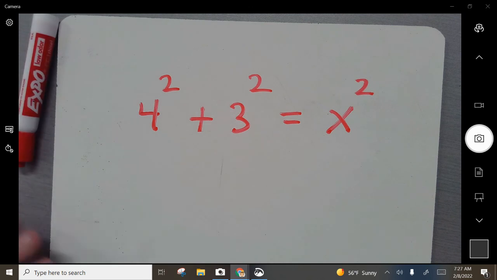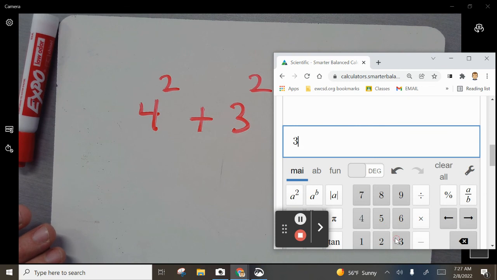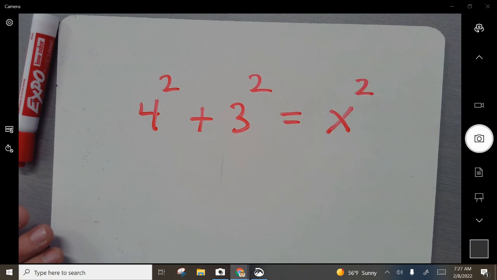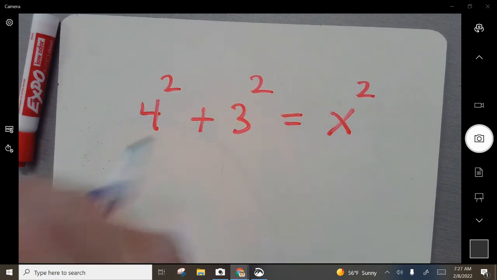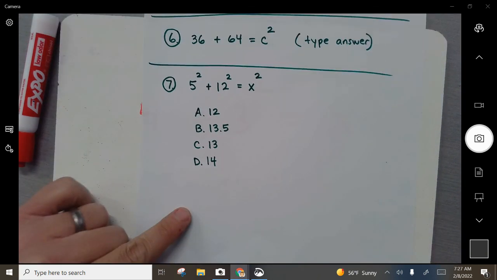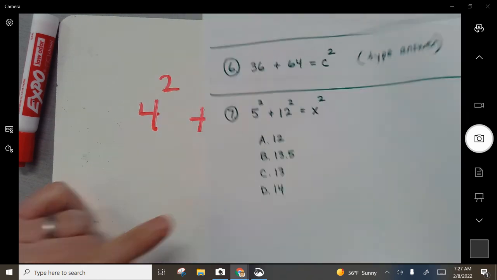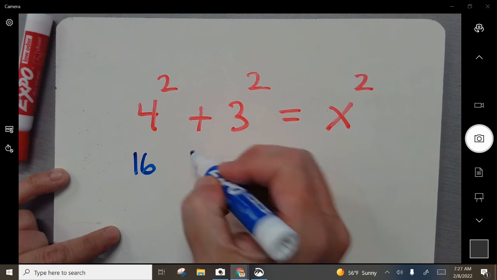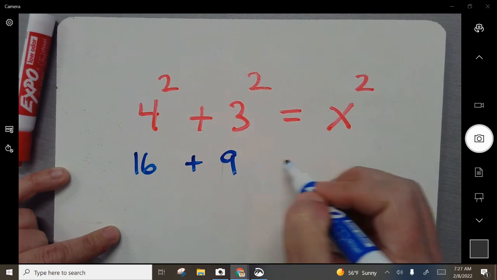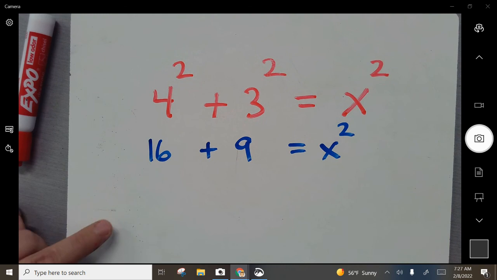Use your calculator if you need to. It's super simple when they're like this. Remember this button here? So if I went 3 squared, I can hit that and know it's 9, okay? So I know these are small ones. On the quiz, on the exit ticket, this is what it looks like. Number 7 looks like this. It's multiple choice, okay? But it's bigger numbers. But for this one, I know 4 squared is 16, plus 3 squared is 9, equals x squared. You would use your calculator on this if you needed it, all right?